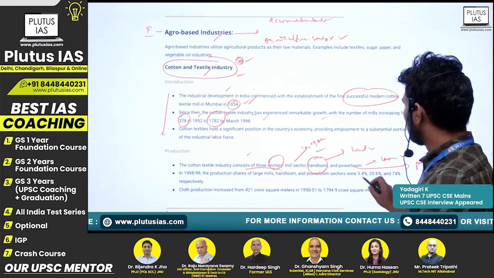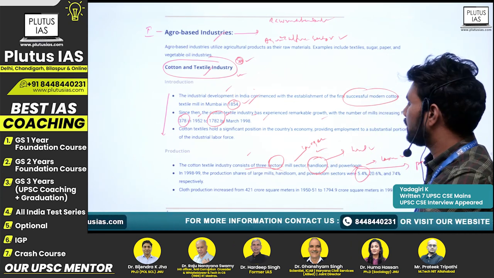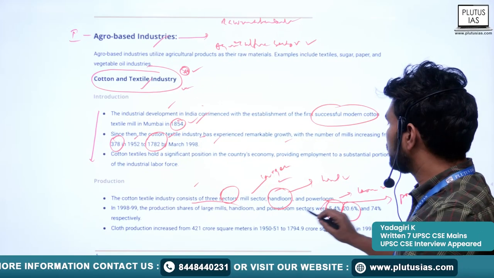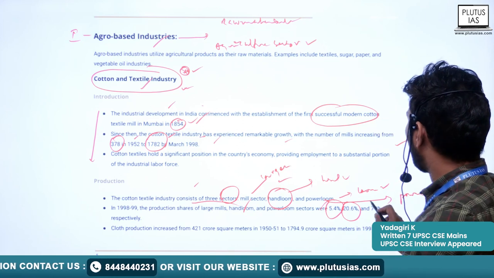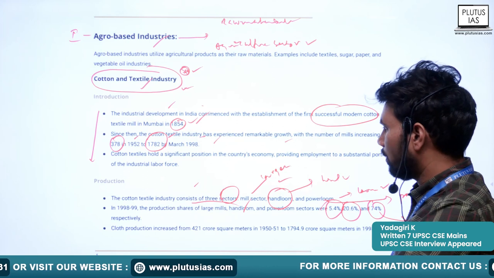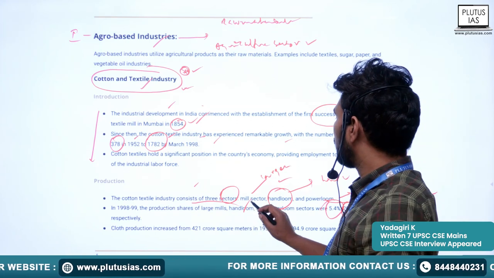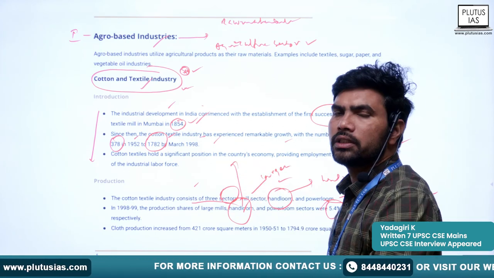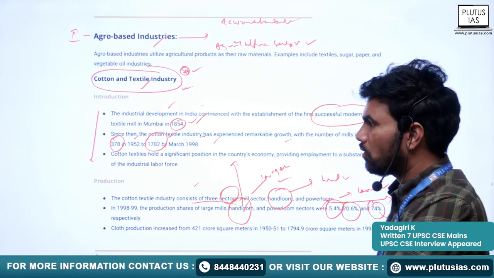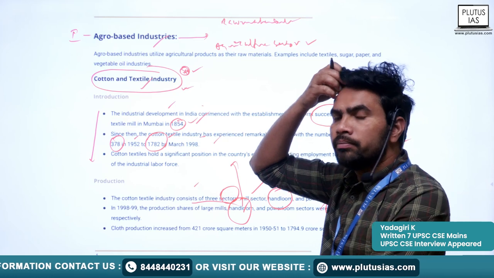If we see the ratios, 5.4% are large mills, approximately 20% is handloom, and power loom is contributing 74% respectively. Here you can clearly understand the domination of the power loom in the cotton and textile industry. All right.